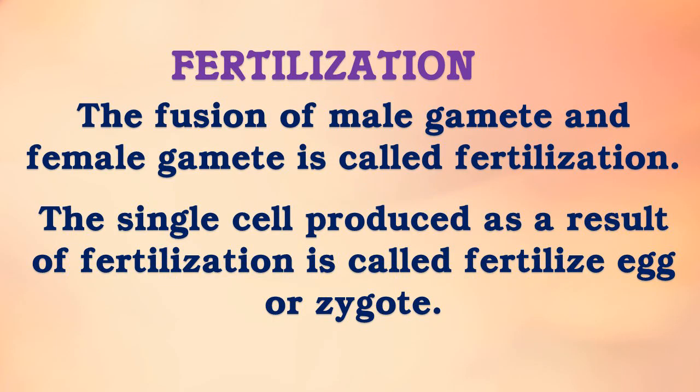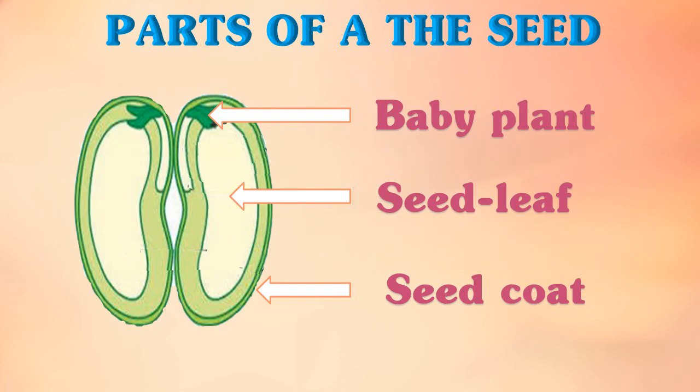Another process of reproduction is fertilization. The fusion of male gamete and female gamete is called fertilization. After the fertilization, a single cell is produced with the help of male gamete and female gamete, and this single cell is called a fertilized egg or zygote. Here our reproduction part is completed. So after the reproduction, the seed is formed.